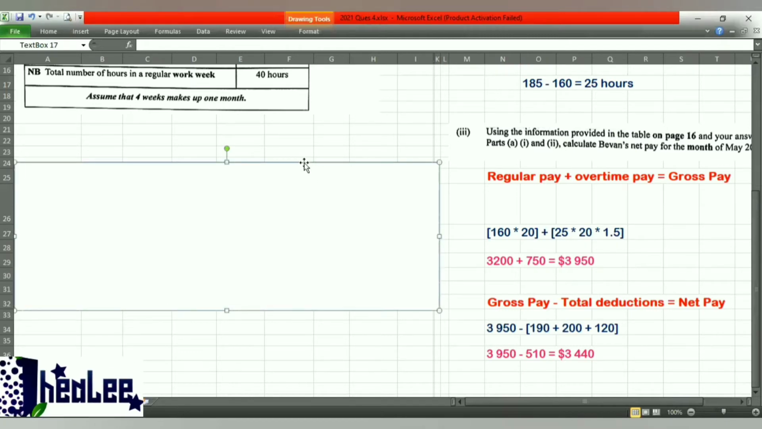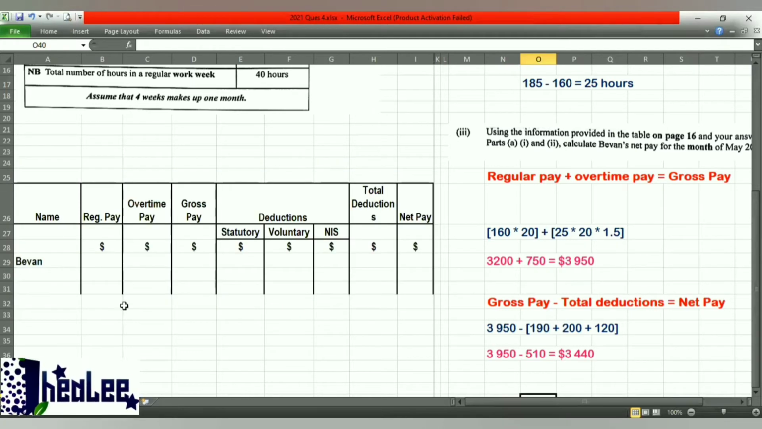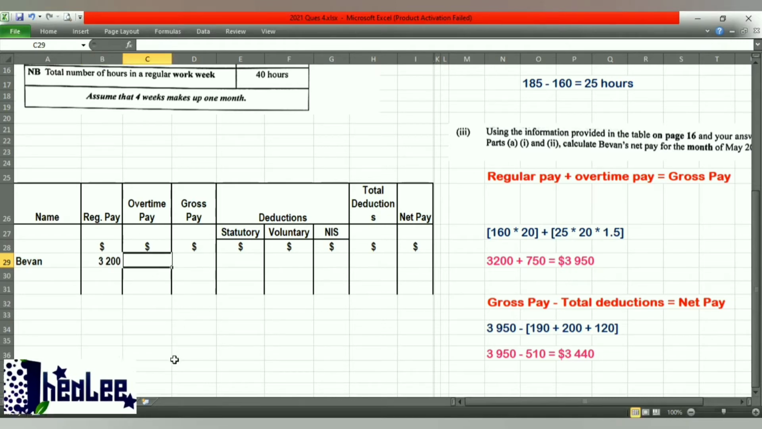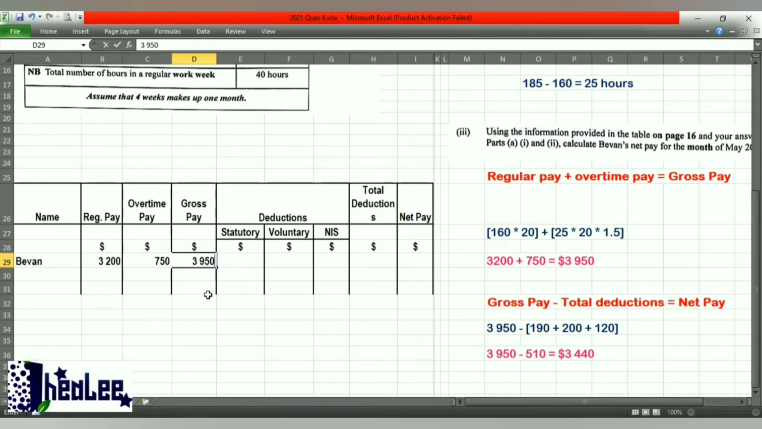the payroll register. And this is it: the name of the employee, the regular pay, which would be the 3,200. Remember, that was the regular hours multiplied by the rate per hour. The overtime pay, which is 750. You would add your regular pay to your overtime pay, and that would give you $3,950 for your gross pay.